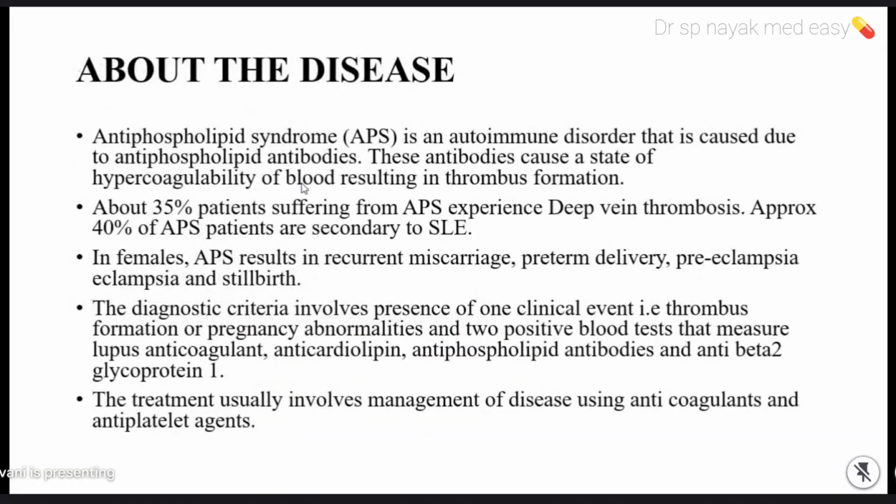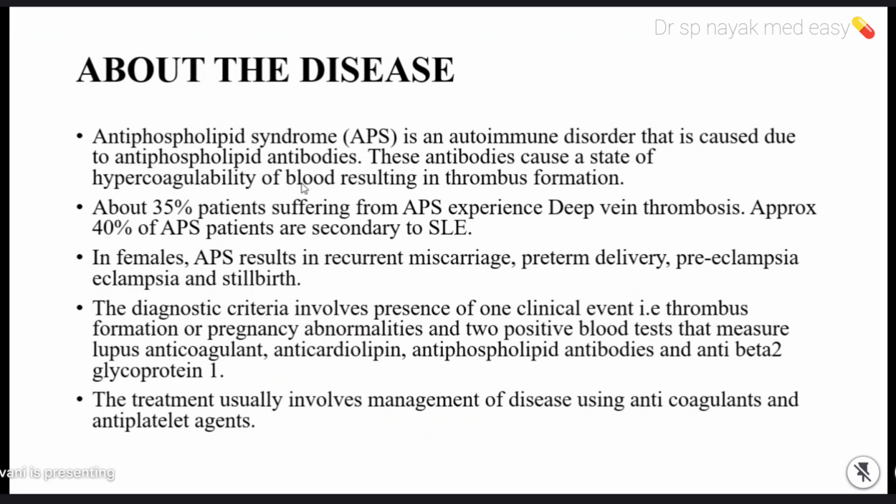About the disease: antiphospholipid syndrome is an autoimmune disorder that is caused due to antiphospholipid antibodies. These antibodies cause a state of hypercoagulability of blood, resulting in thrombus formation. About 35% of patients suffering from APS experience deep vein thrombosis. It is the formation of thrombus or blood clot in major arteries and veins and also in small blood vessels. It is usually seen in the upper thighs and calves. Approximately 40% of APS patients are secondary to systemic lupus erythematosus.